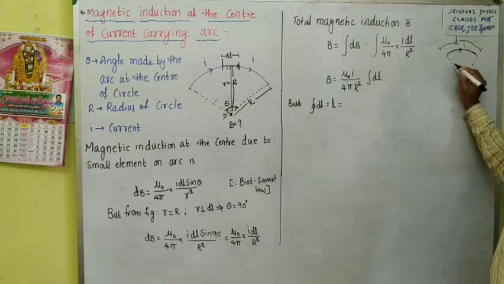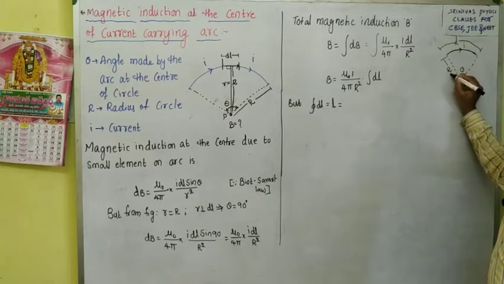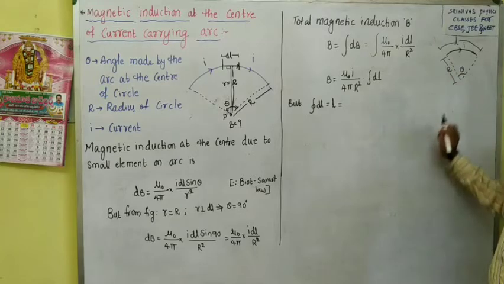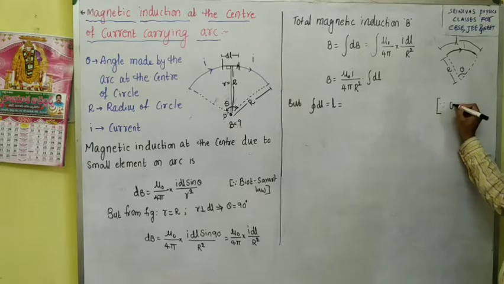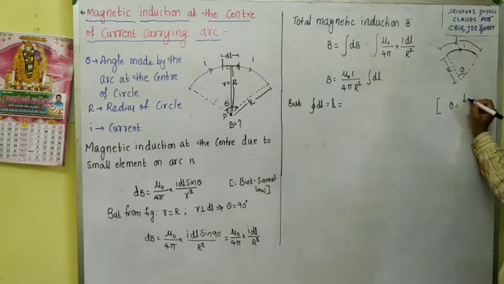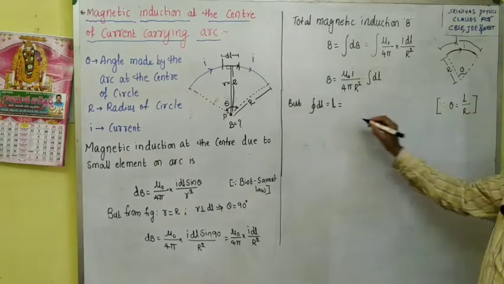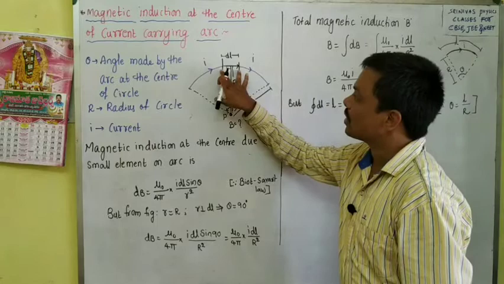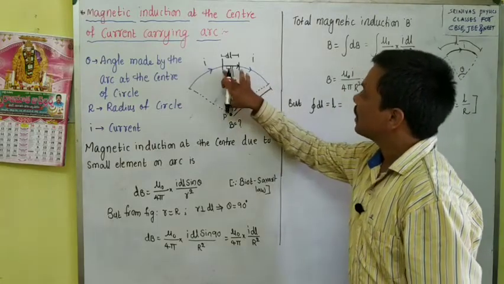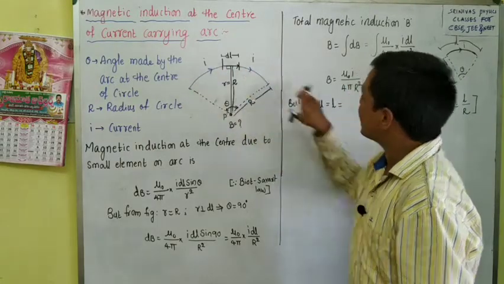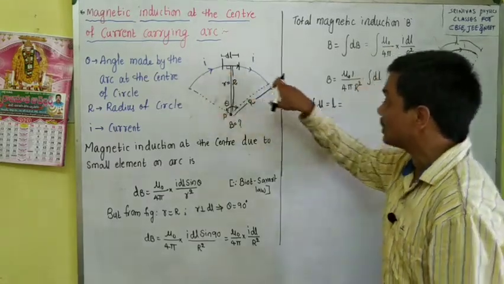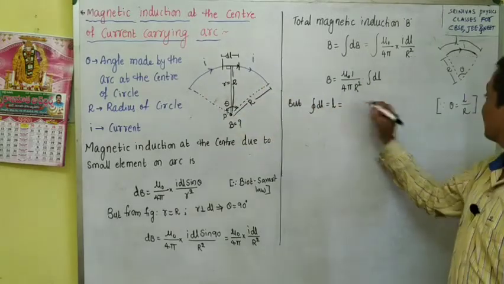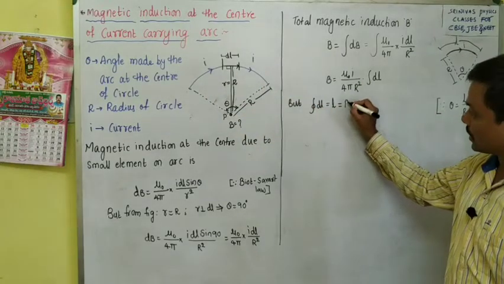Okay? And its radius is capital R or the small r, whatever it may be. Then we have one formula in mathematics: angle is equal to length of arc L by radius. This is the formula. From this, L is the length of the arc, dl is the small element on the arc. Instead of summation we will use integration. Integration of dl gives the total length. Total length of the arc is equal to r into theta.